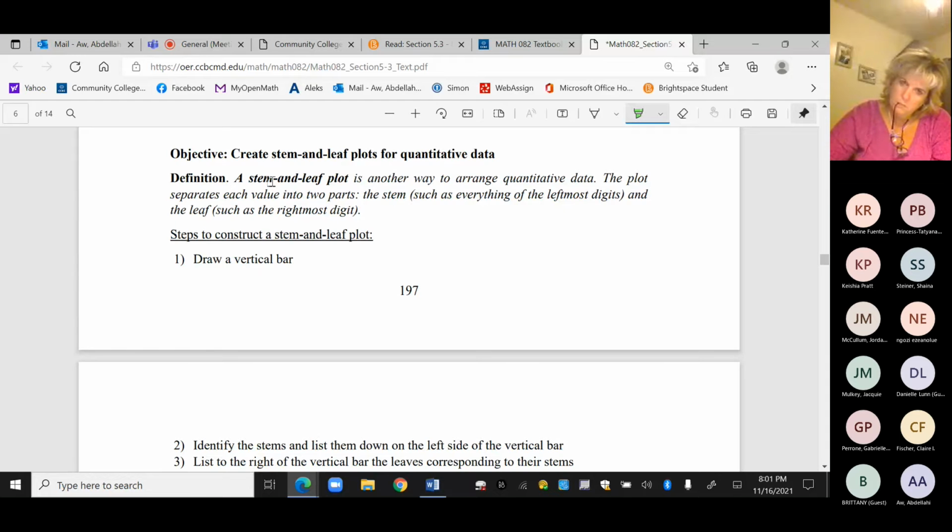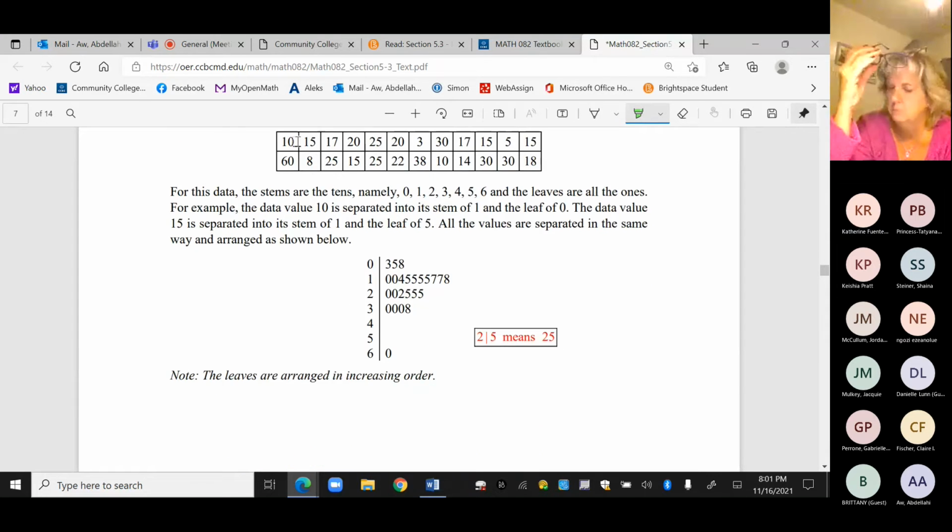The stem and leaf plot is another way to arrange quantitative data. The plot separates each value into 2 parts, right? The stem, which is everything on the leftmost digits, and the leaf, which is the rightmost digit. For instance, this is the data right here. Everybody see that? That is the stem and leaf representation. The left side is the stem, and the right side is the leaves.